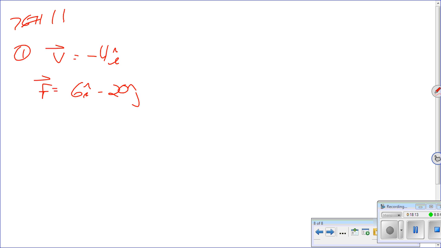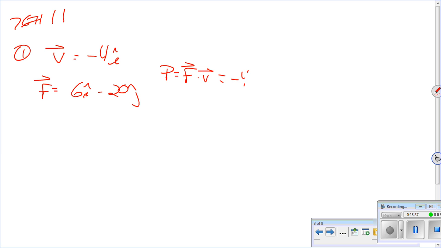Yeah, it's FV cosine theta. But what is that FV cosine theta? What are we doing when we do that? Dot product. Okay, so do you guys remember, you multiply the components and then add them, right? So for this one, power is F dot V, which for us is negative 4 times 6.